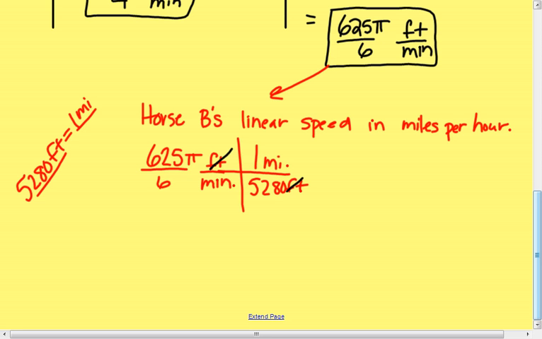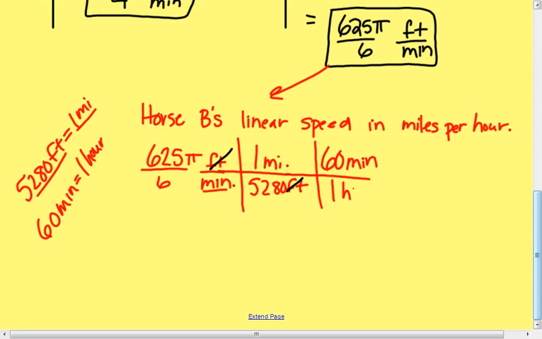So I've got the miles part of it, but now I need the hours. Okay, and what I know kind of off to the side is that 60 minutes is the same as 1 hour. Well, one of those will go on the top, one of those will go on the bottom. Right now I have minutes on the bottom, so when I write my conversion, I need minutes on top. So I'll put 60 minutes on the top and 1 hour on the bottom. Okay, and then my minutes will cancel.